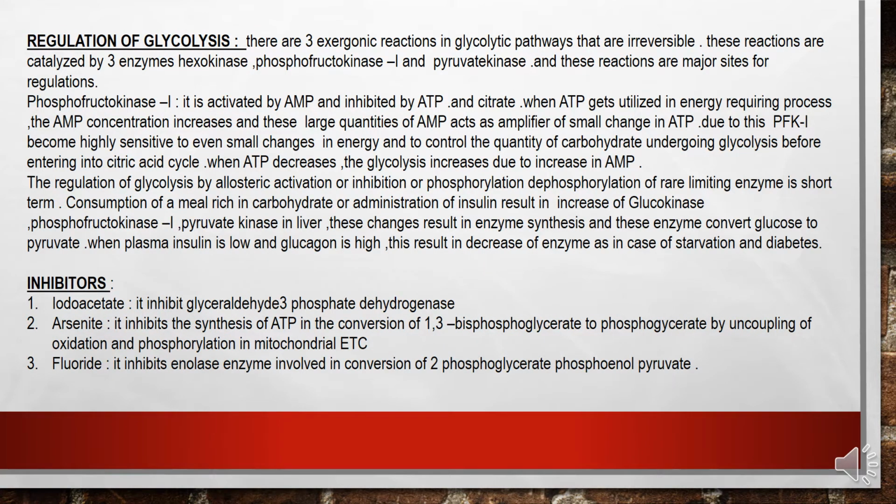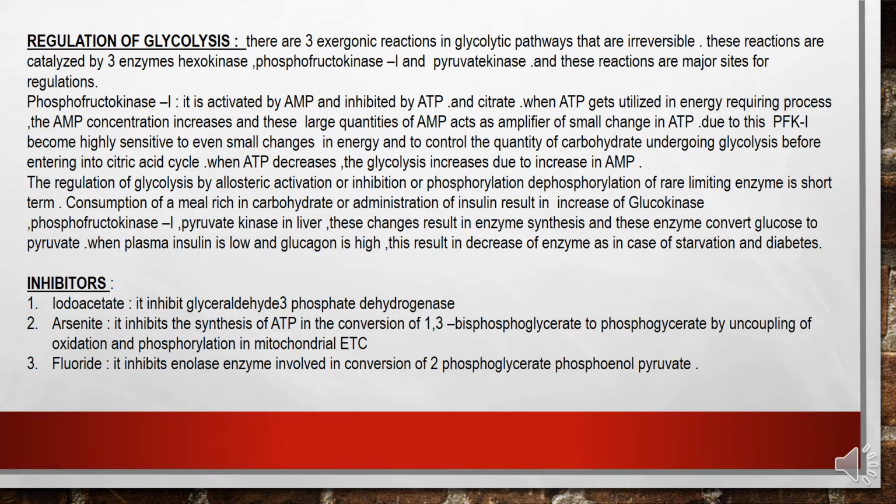Regulation of glycolysis. How does glycolysis get regulated? There are 3 exergonic reactions in the glycolytic pathway that are irreversible. These reactions are catalyzed by 3 enzymes: hexokinase, phosphofructokinase 1 and pyruvate kinase. These reactions are the major sites of regulation.